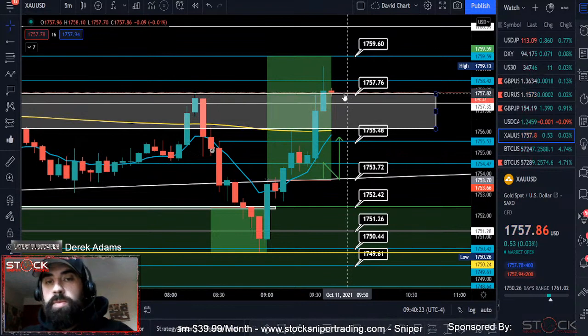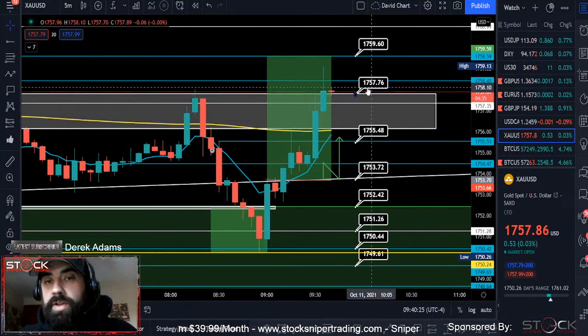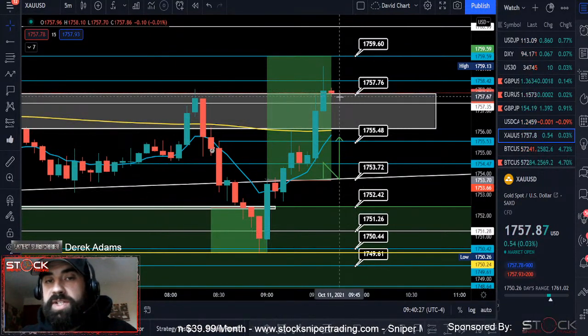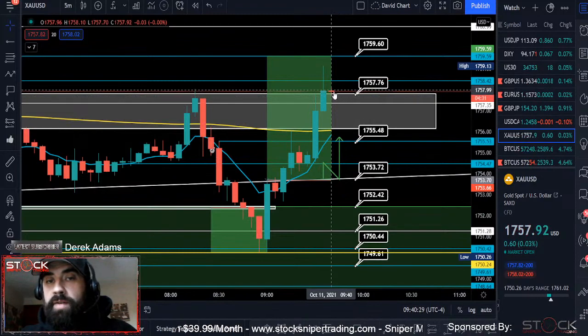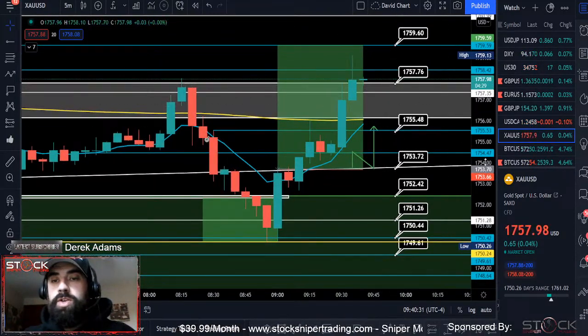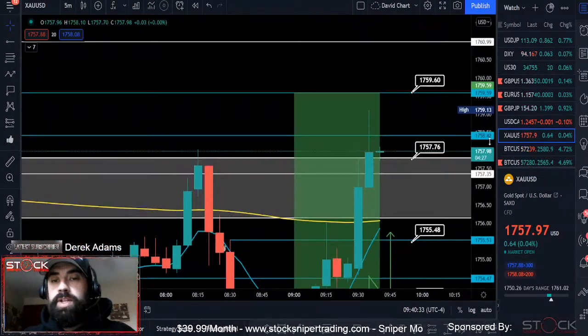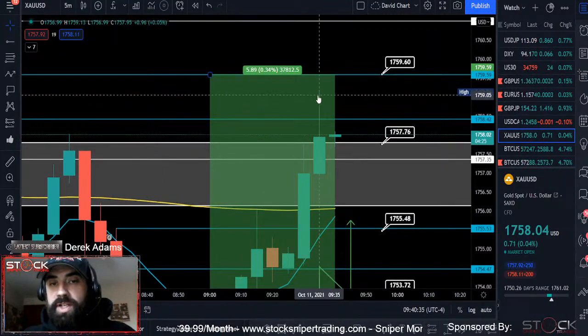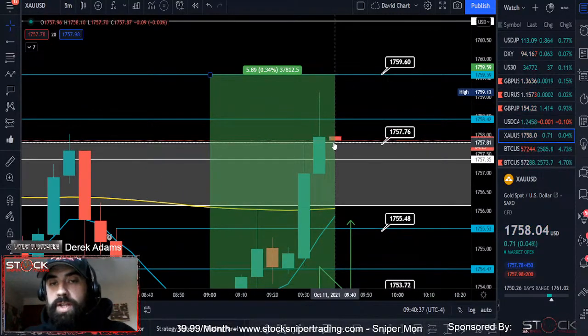Okay, so now you can see they actually closed it above here, and they're holding support right now at 1756. A little bit of indecision now forming. If we really dive into this, guys, you can see that they're pushing down. Sellers took control. They opened it above.